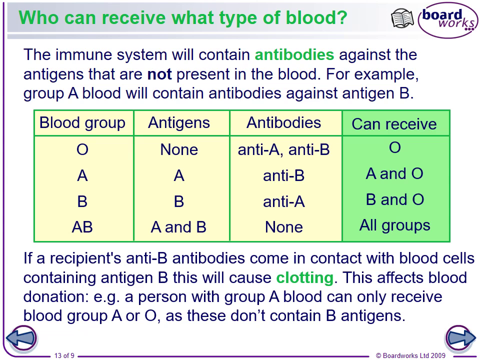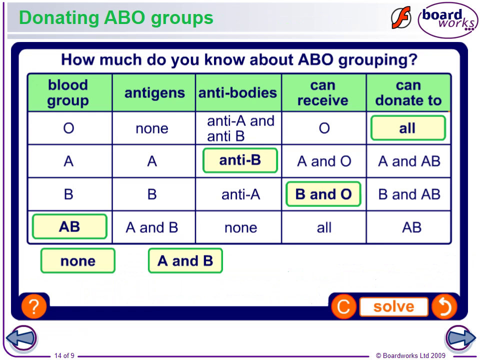Just know that if you've got type A blood, you can't take type B. If you have type B blood, you can't take type A. AB receives everything. O can donate to everything because it has no antigens on it.